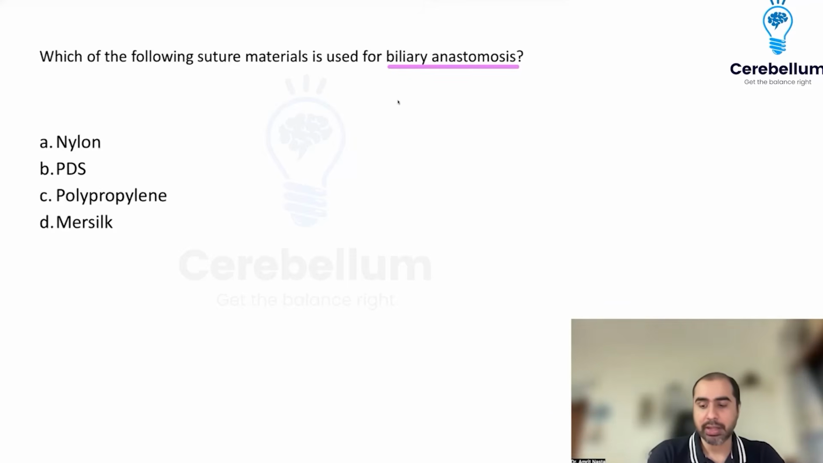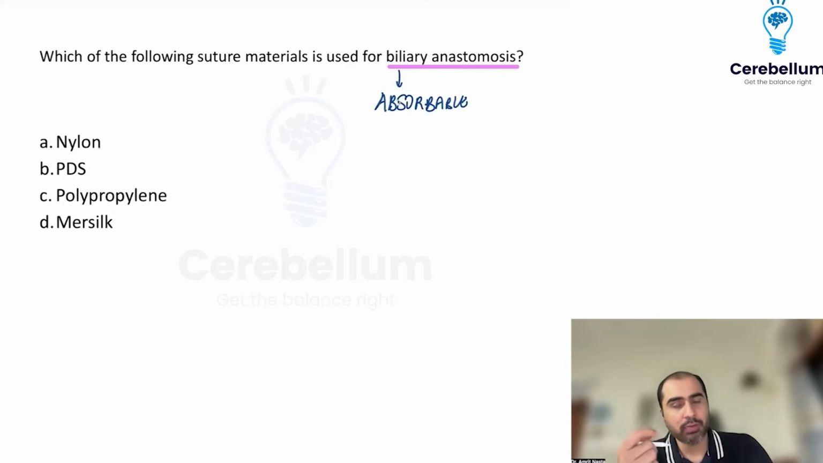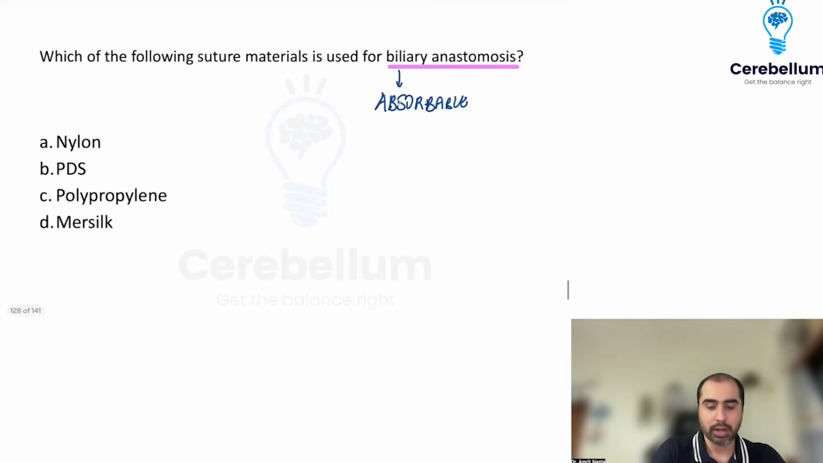Whenever you are doing any anastomosis, either biliary or urinary, you want to use an absorbable suture. Okay, you cannot use non-absorbable because that suture will form a stone. So if I'm doing any bladder surgery or biliary tract surgery, I have to use absorbable sutures. The only absorbable one here is PDS.